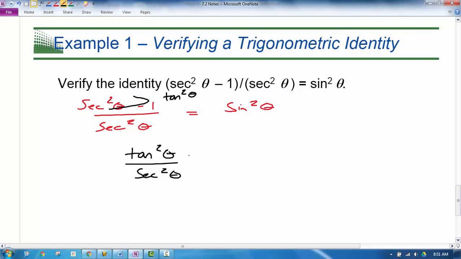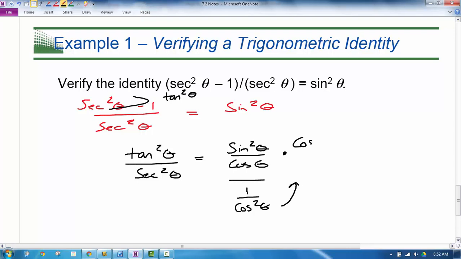Now, I'm going to simplify this more, so I'm going to rewrite this now as tangent is really sine squared over cosine squared. And I'm dividing that by the secant, which is 1 over cosine, so 1 over cosine squared. I'm going to move this to the top and multiply by cosine squared of theta. And these should both be squared because tangent squared. So now I have this, and these cancel, and I just get sine squared of theta.